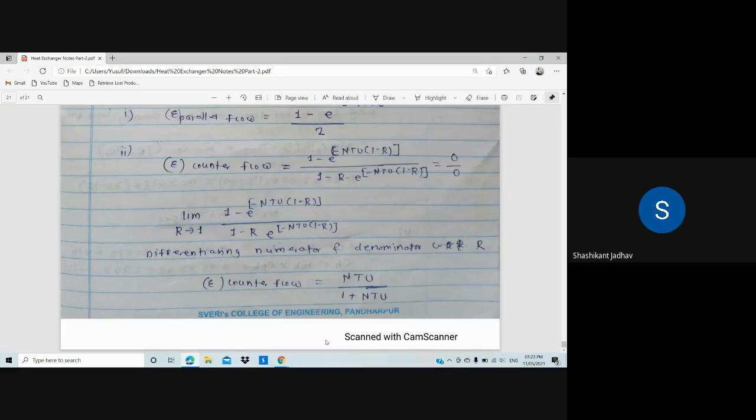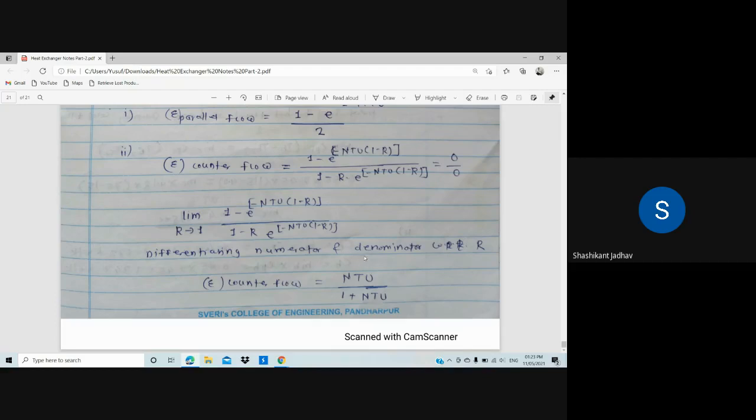Okay, so in GATE also there are questions of this type. They directly ask the equation for the effectiveness for the counter flow heat exchanger. So there are 4 options, and in that there is one option: effectiveness for the counter flow heat exchanger is equal to NTU divided by 1 plus NTU. So we have to remember this equation. This is very important for MCQ type questions.